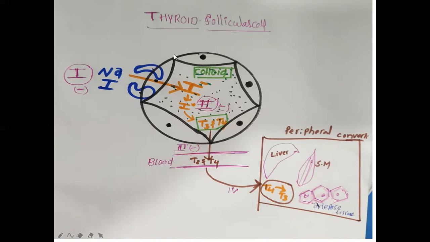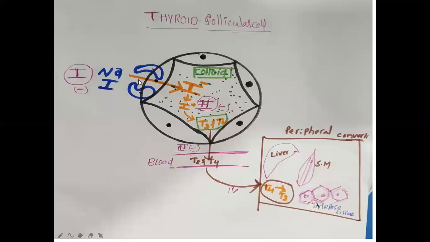In this picture, the round one is a thyroid follicular cell. These follicular cells produce thyroid hormones. In the center we have the colloid, and in the colloid we have tyrosine amino acid residues. These tyrosine amino acid residues have to be incorporated with iodine to form T3, T4. How does this process take place?